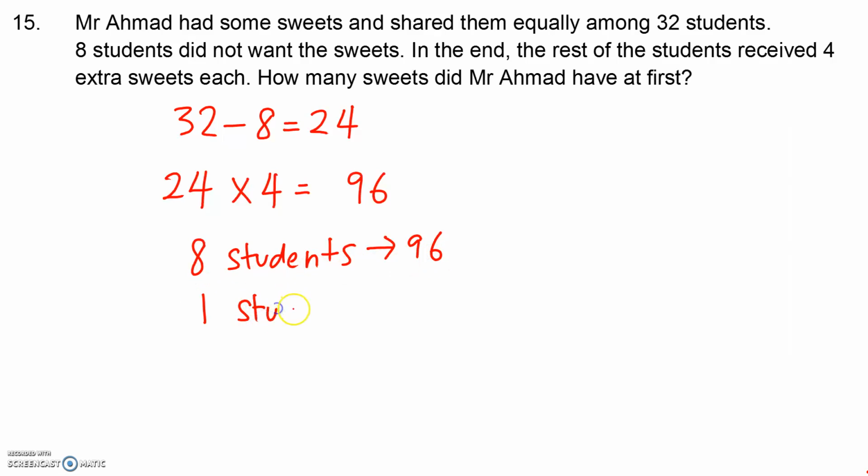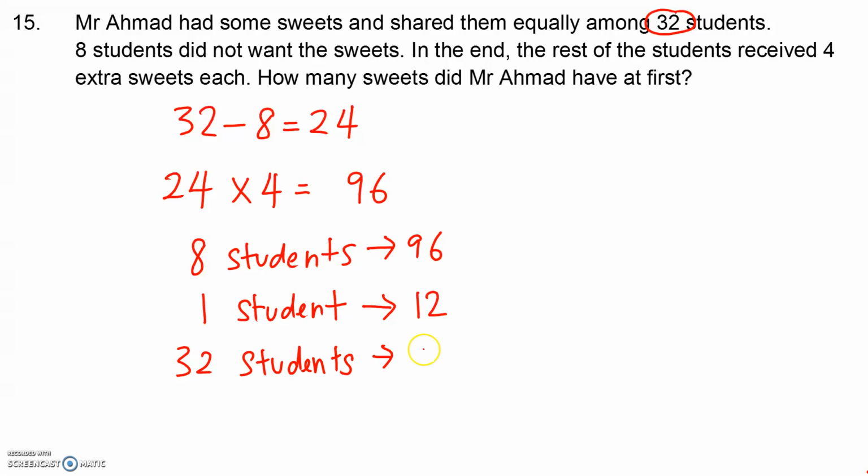So one student would mean that they are supposed to be receiving 12 sweets. Okay, and you have altogether 32 students. So to get the number of sweets you have at the beginning for 32 students, you could take 12 multiplied by 32, which would give you a very nice answer. 12 times 32, 384 as the answer.